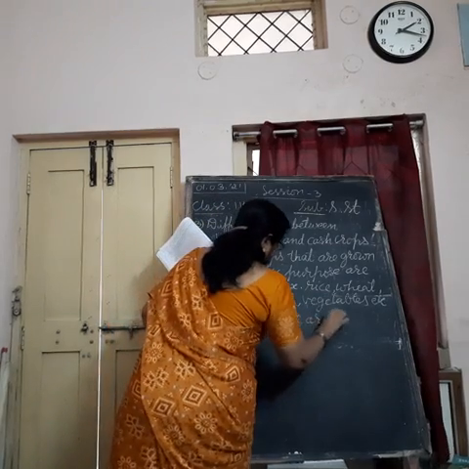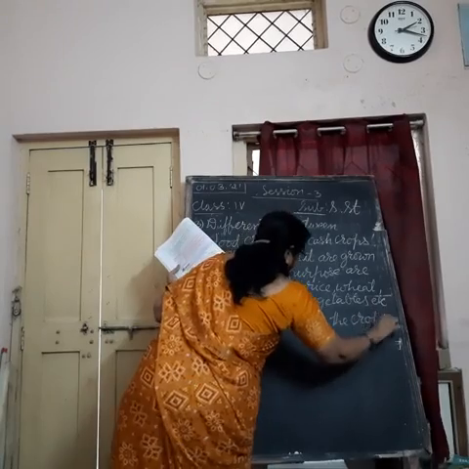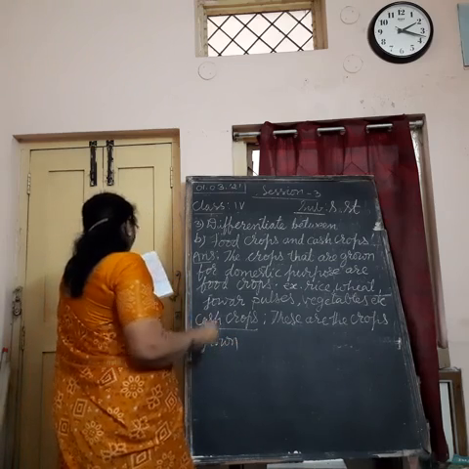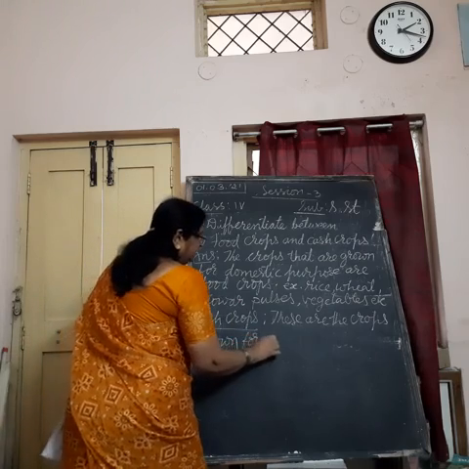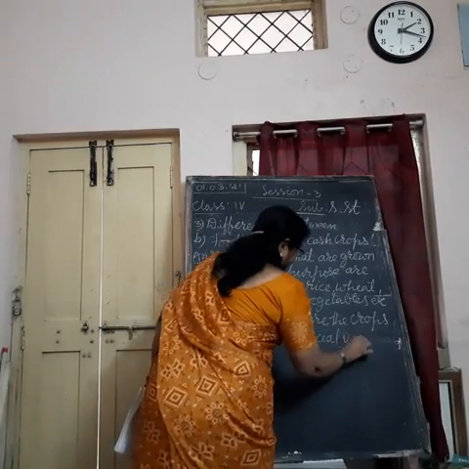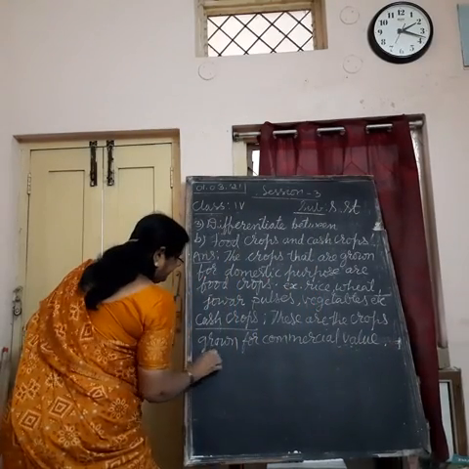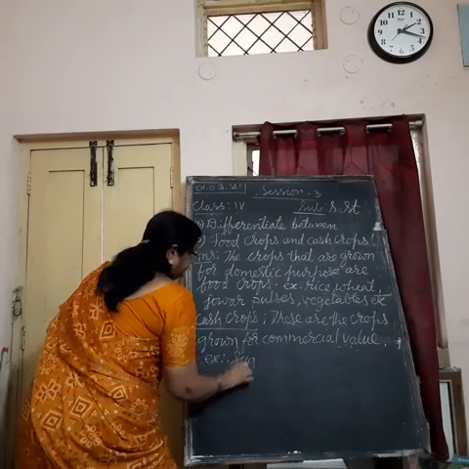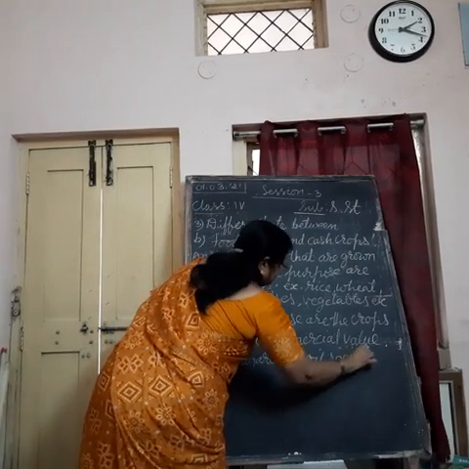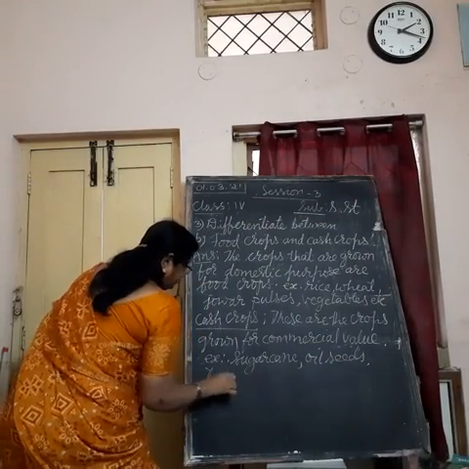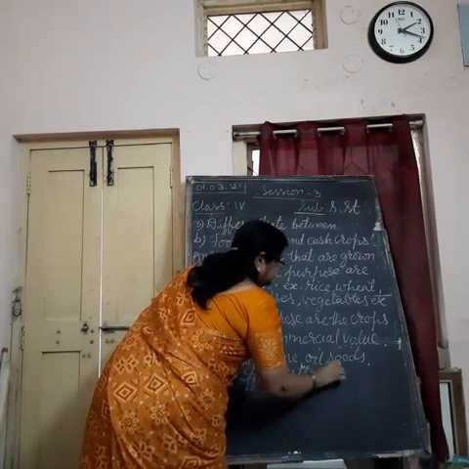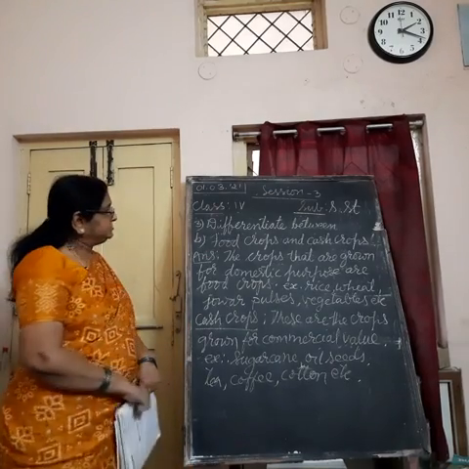Cash crops are the crops grown for commercial value. Example: sugarcane, oil seeds, tea, coffee, cotton, etc.